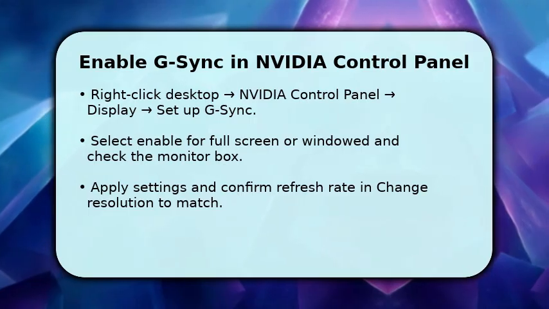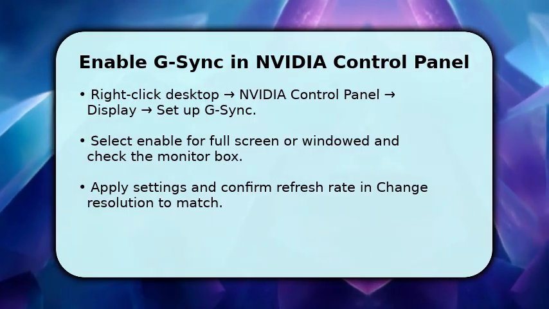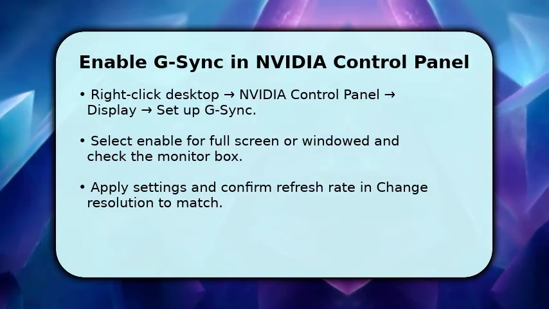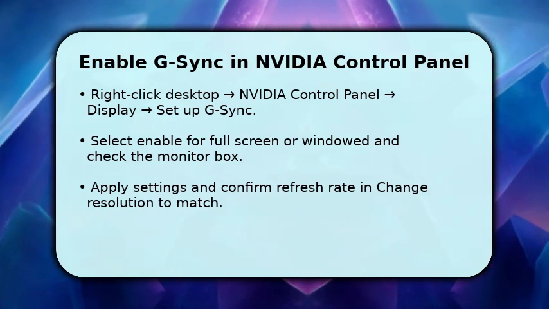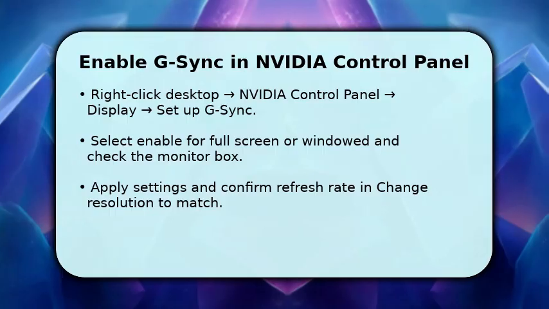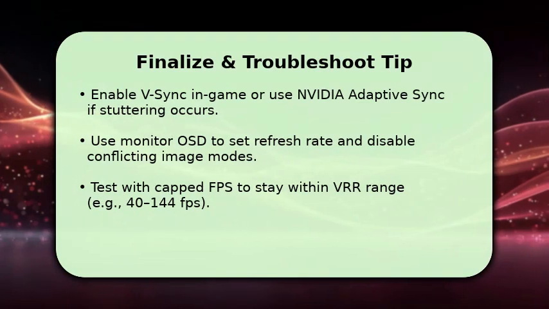Once applied, go to Change Resolution and select the monitor's native refresh rate so the adaptive sync can operate without conflict. Finish by testing and adjusting in-game settings so G-Sync runs smoothly.